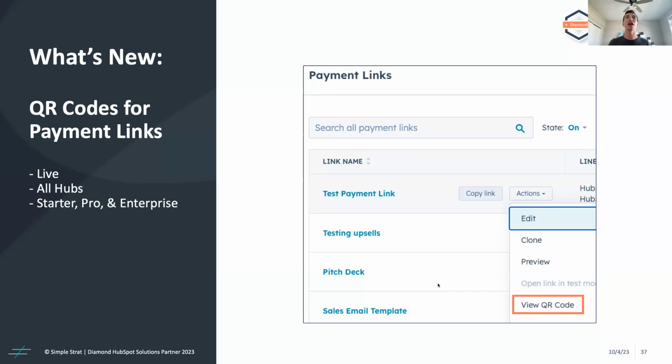So it is a little bit hard to find. You have to create the payment link. You won't see it anywhere in that creation process. After it's created and saved, if you click on actions, one of the options will be to view QR code. Then you have the option to copy that and paste it anywhere that you want to put it into the physical world so that people can scan it and purchase whatever you're trying to sell through that payment link.